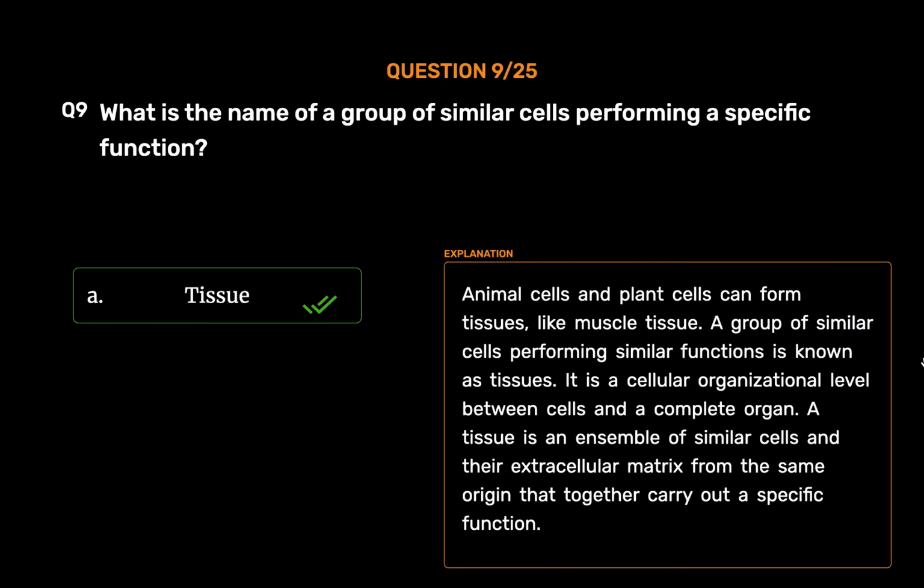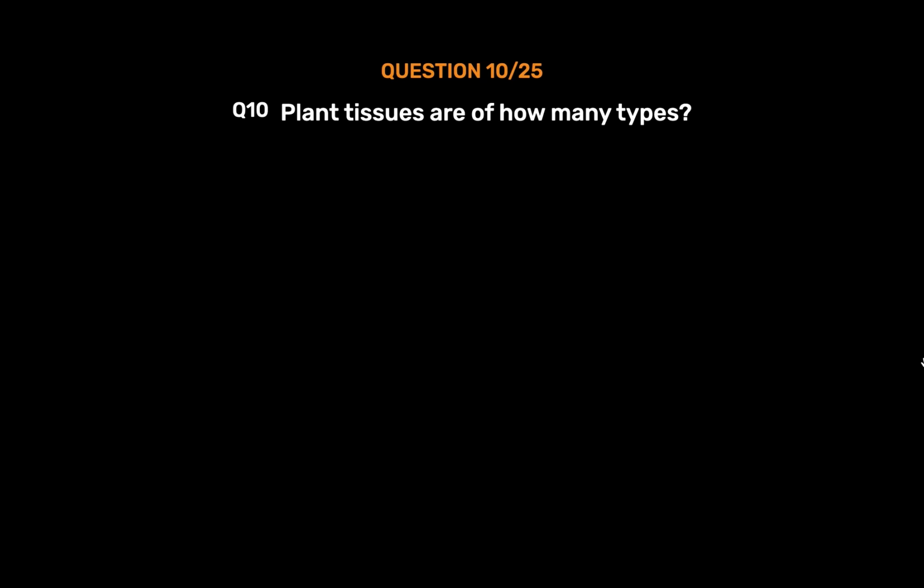Tissue. Animal cells and plant cells can form tissues, like muscle tissue. A group of similar cells performing similar functions is known as tissues. It is a cellular organizational level between cells and a complete organ. A tissue is an ensemble of similar cells and their extracellular matrix from the same origin that together carry out a specific function. Question number 10.